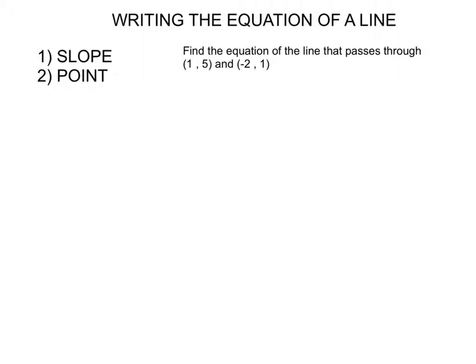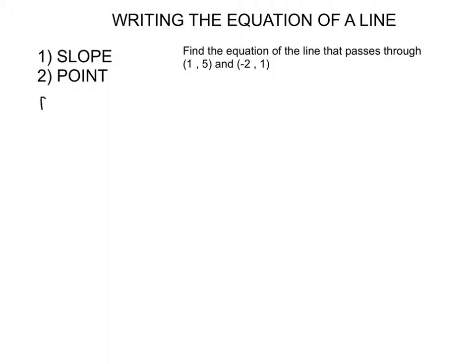Find the equation of the line that passes through (1, 5) and (-2, 1). So at first glance, you're going to look at this problem and say, okay, I have a point. I actually have 2 points, but I don't have the slope. So the question is how do I write the equation of this line if I don't have the slope? Well, the good news is we have a formula for slope that we can use, and it's going to allow us to find the slope of this line.